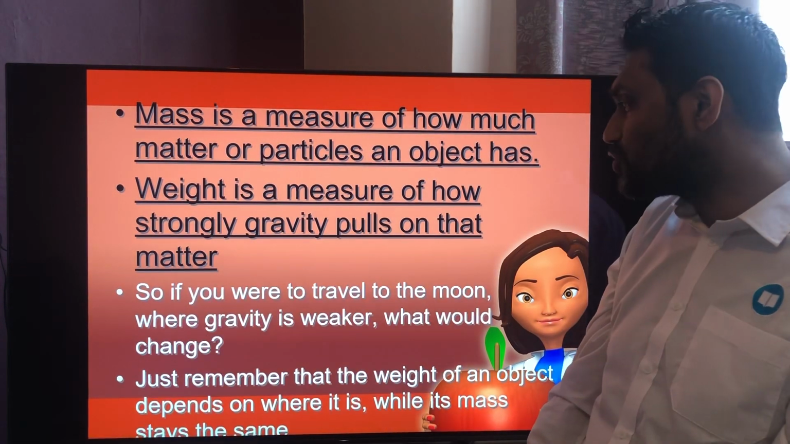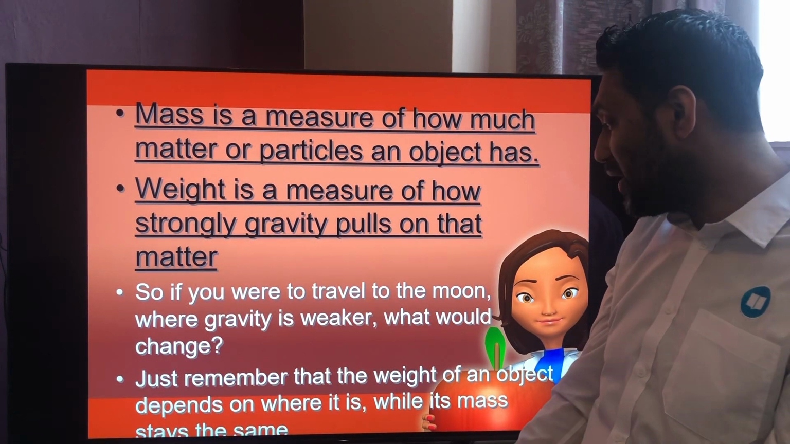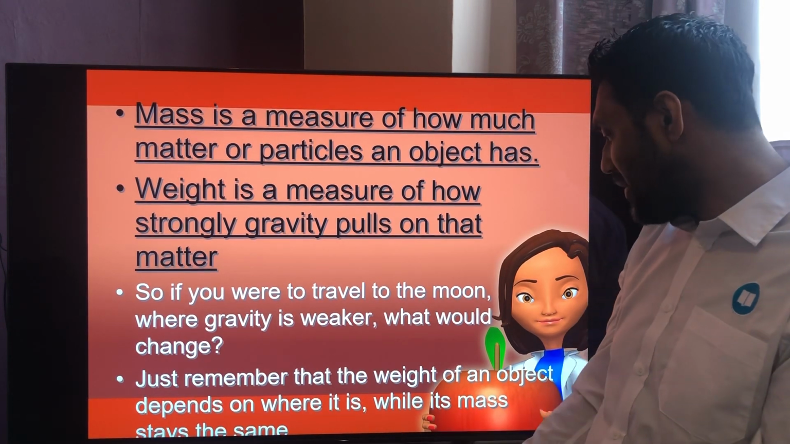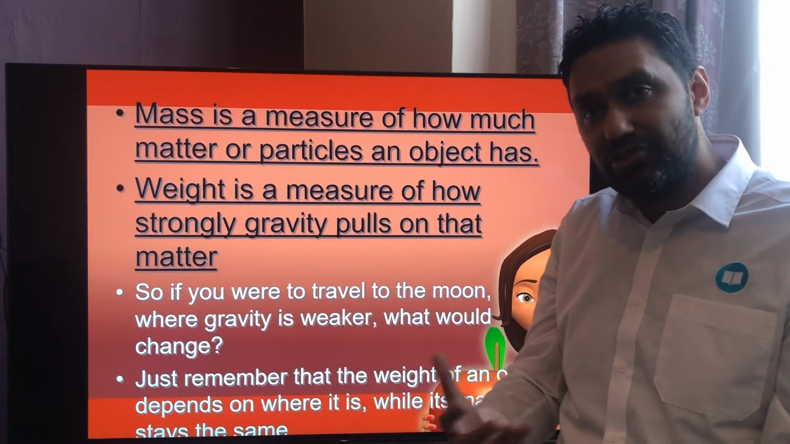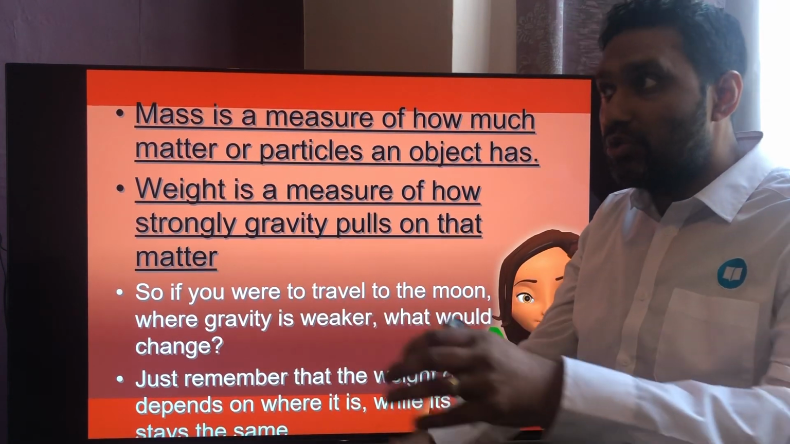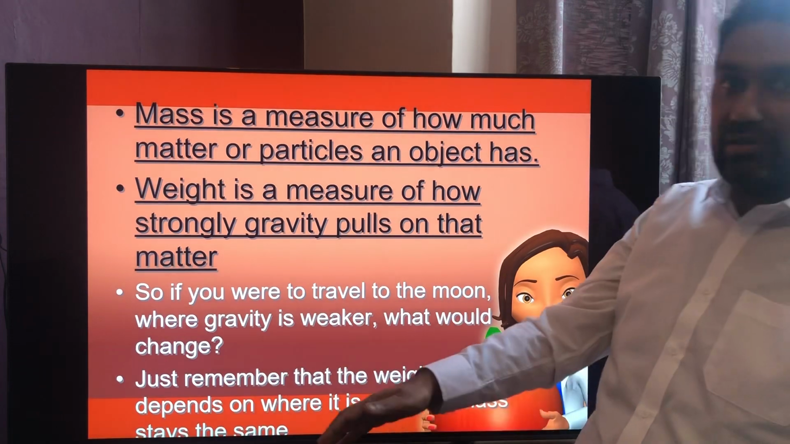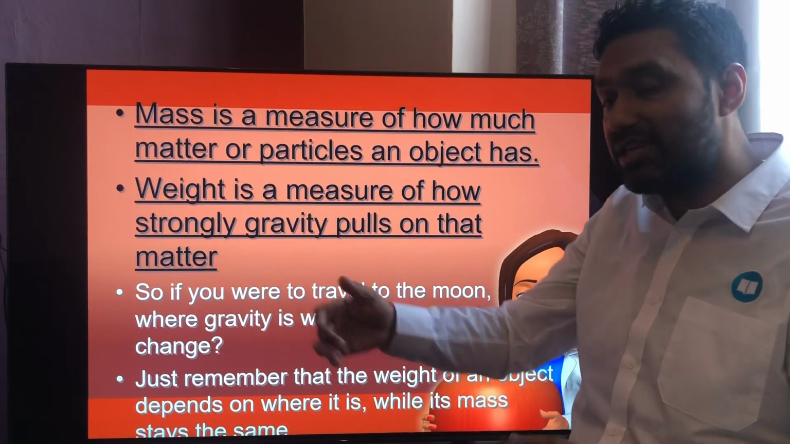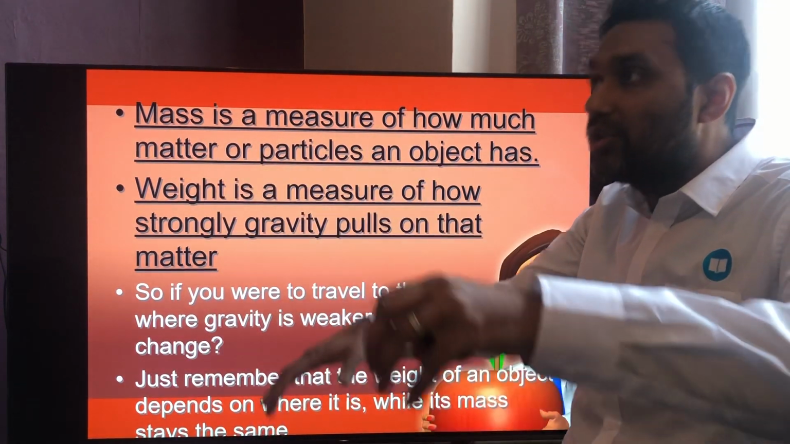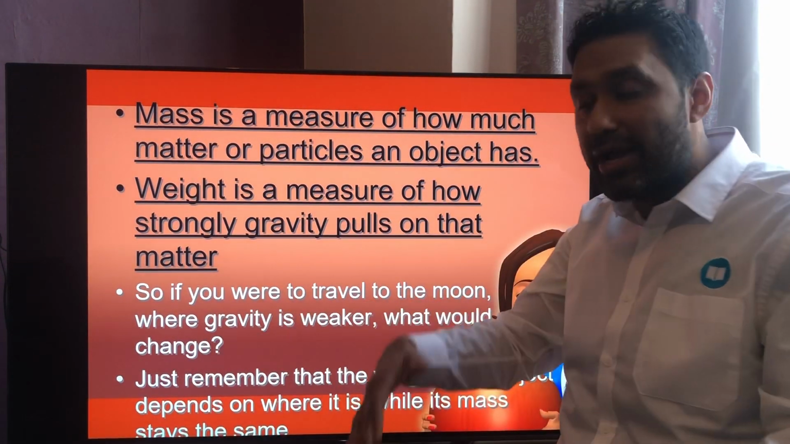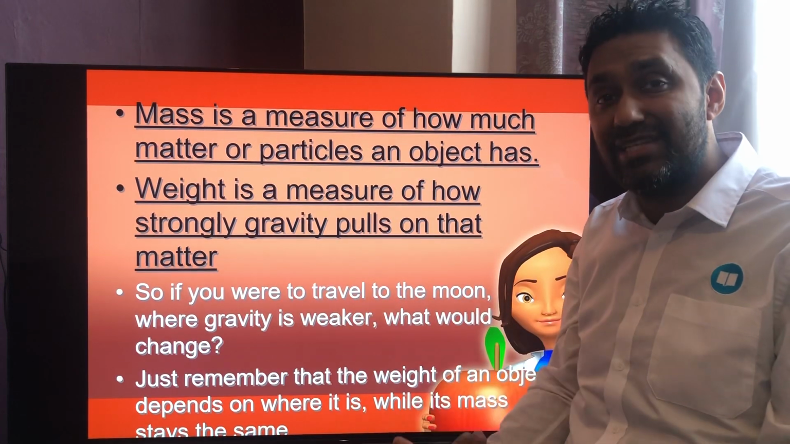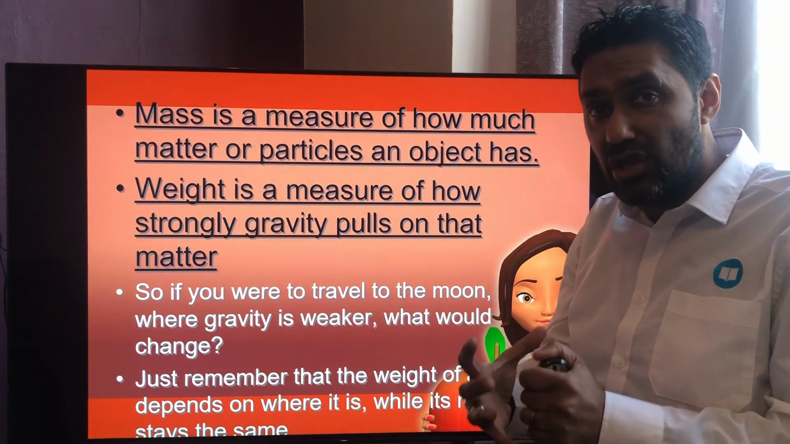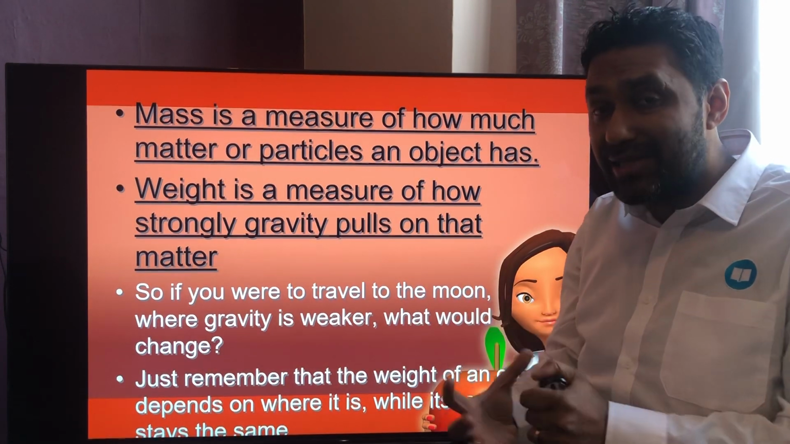So if you were to travel to the moon, where the gravity is weaker, what would change? Now think about it, what would change? So you've seen the pictures on the moon where people are walking around, and they're doing the moonwalk, not the Michael Jackson moonwalk, not shuffling back and forth, not that kind of moonwalk. The moonwalk where you see the astronauts walking on the moon, they sort of look like they're floating. Why? We could jump higher because the gravity is 6 times less, because the moon's size is 6 times less than the Earth. So your mass will be the same.